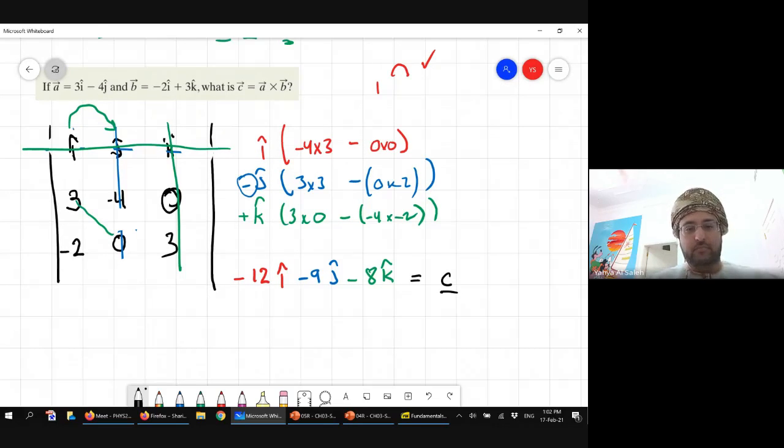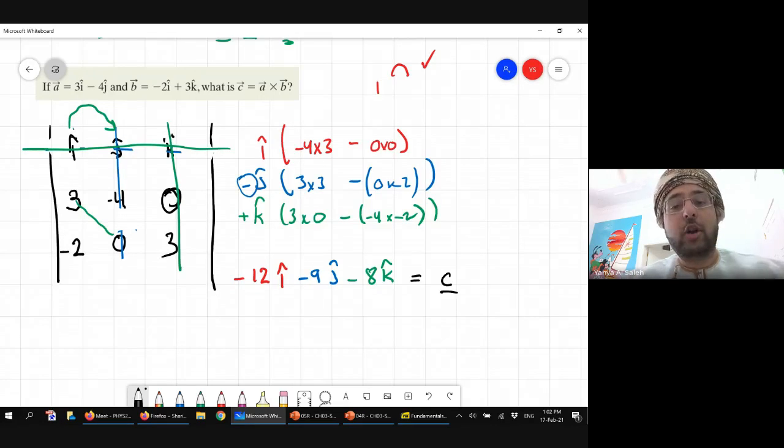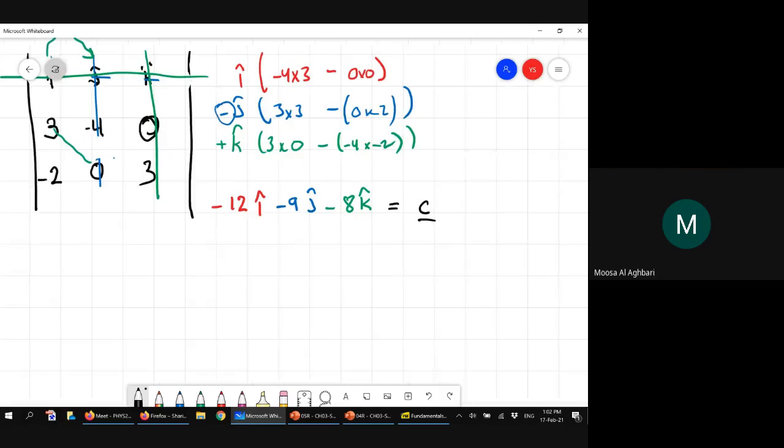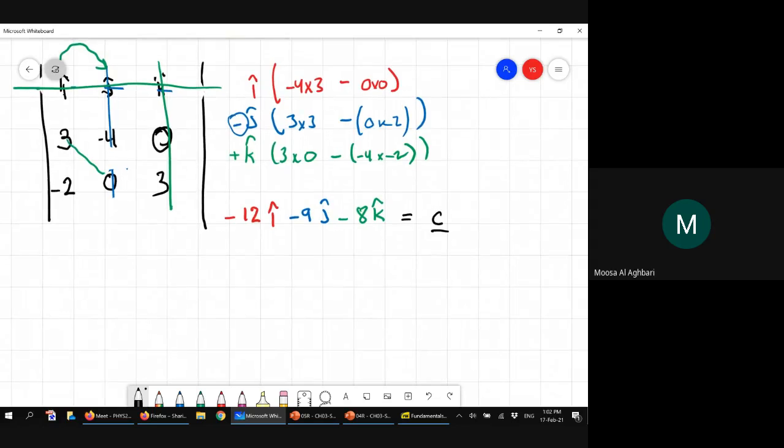Okay, Mr., how can you find the angle between two vectors? Okay, we do the cross product. The answer is different from the book.